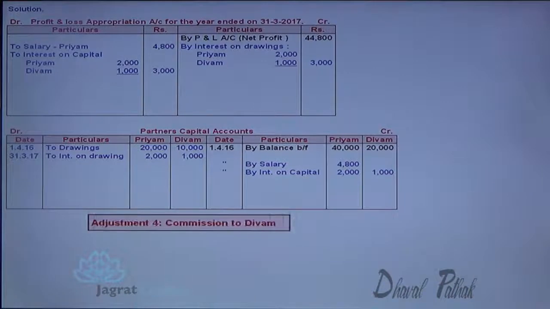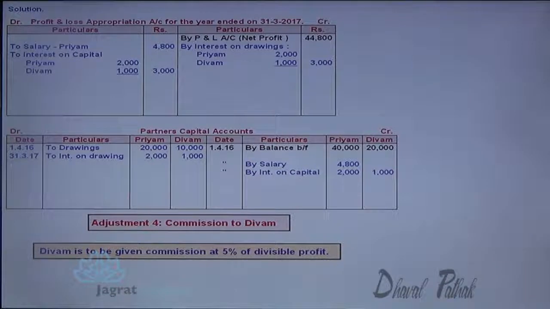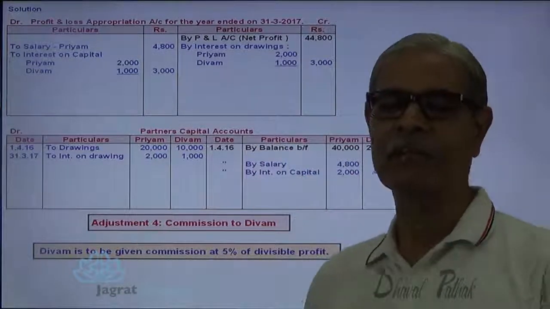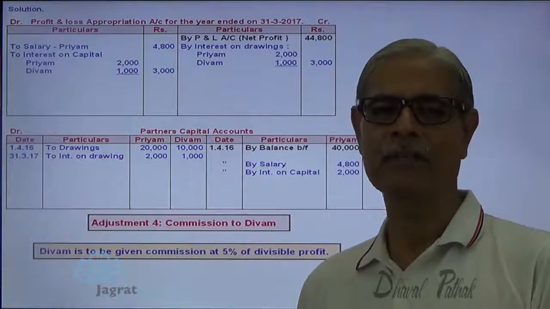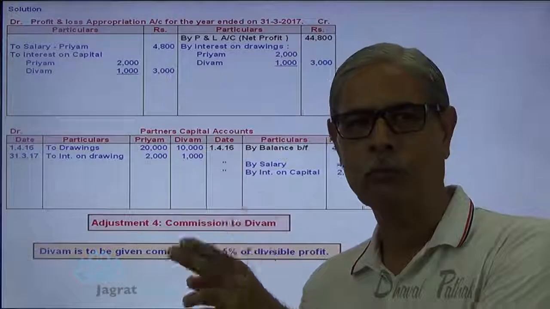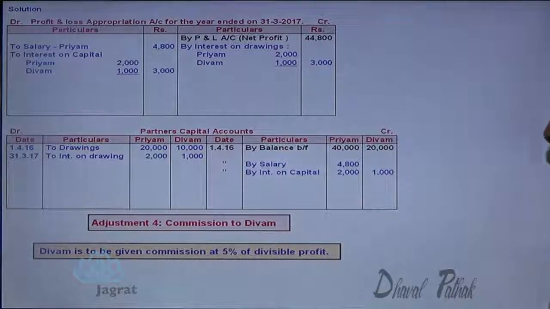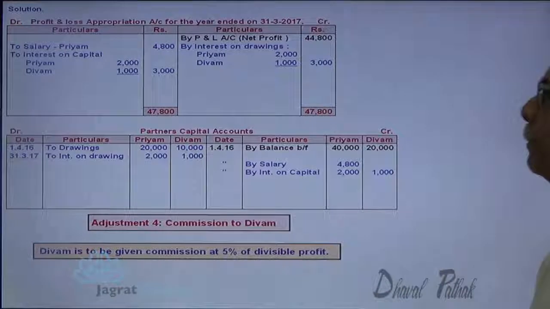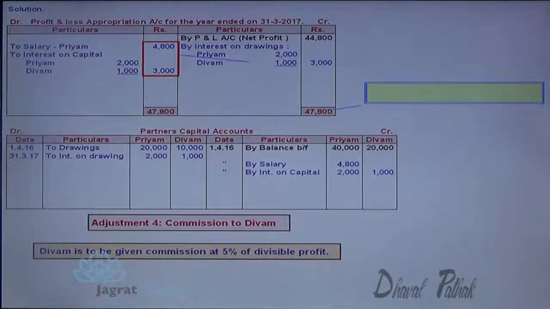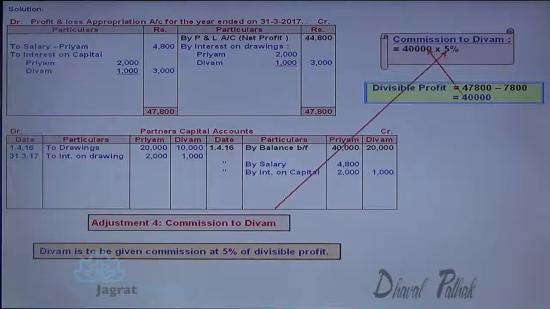Now next adjustment, commission to Divam. He is to be paid commission on the basis of divisible profit. So what is the profit available for division after giving the effect of this adjustment? So after giving the effect of this adjustment, whatever the profit is left is known as profit available now for division. So it is known as divisible profit. So commission is to be paid at the rate of 5% on divisible profit. So total of credits at 47,800 minus 7,800, 40,000 is a divisible profit. And commission is to be paid at 5% on 40,000. So 2,000 commission is to be paid.